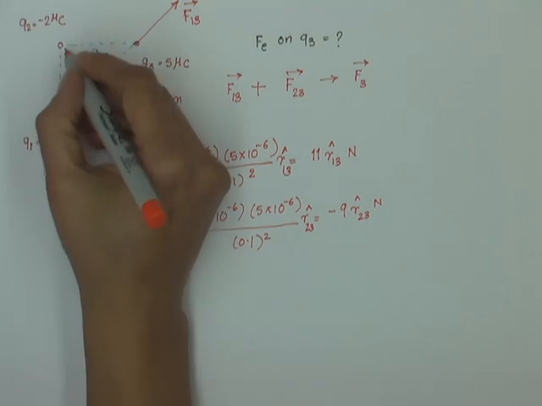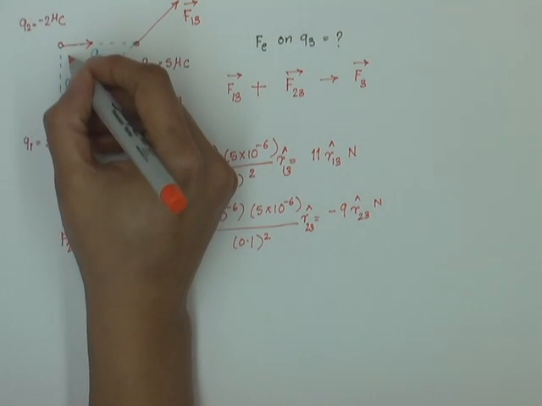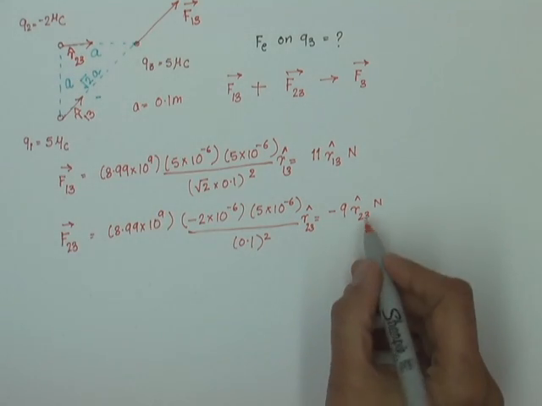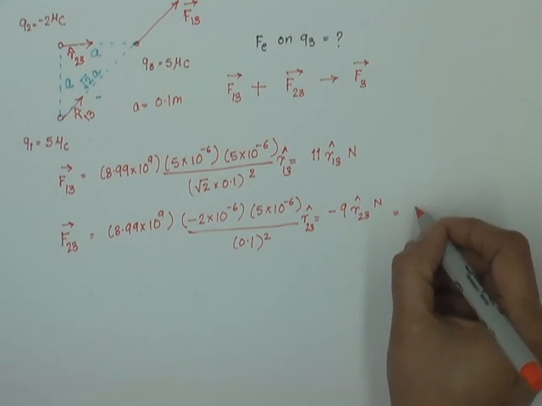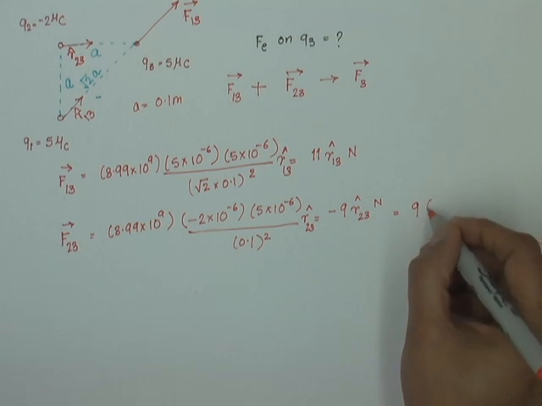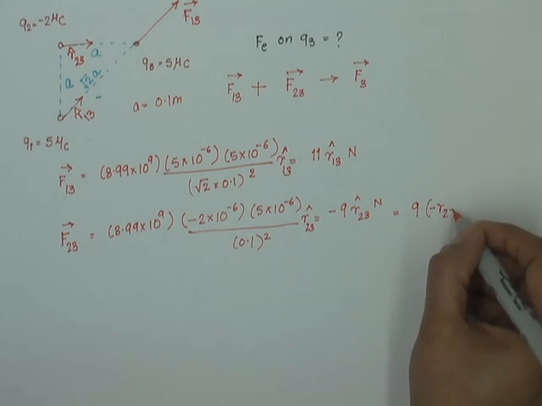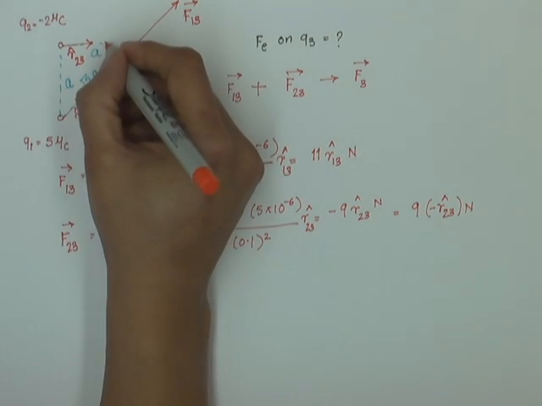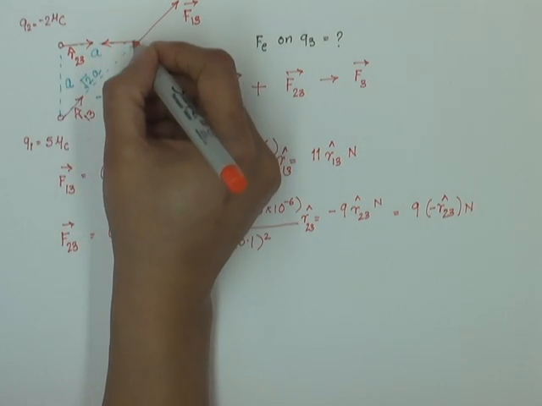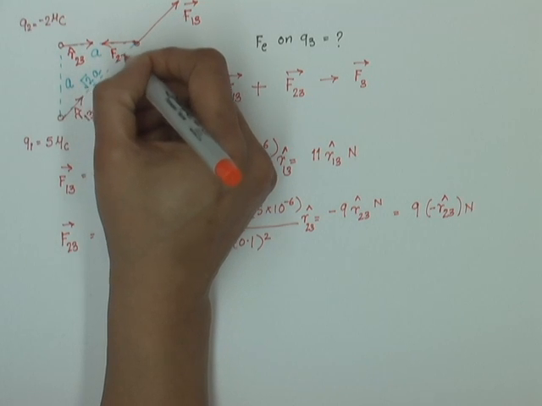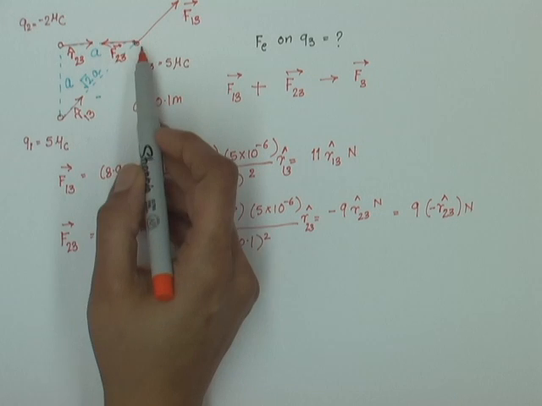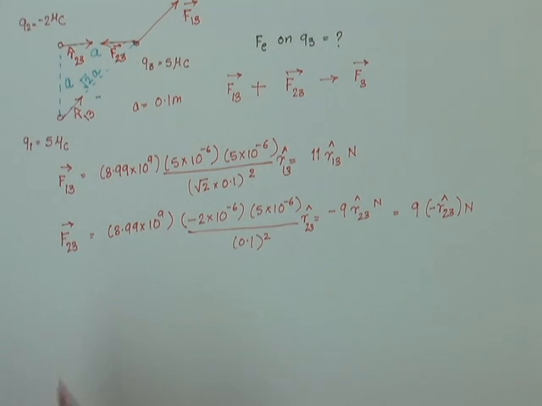Now R23 hat is defined as a unit vector that acts from 2 to 3. I can write this essentially as a vector of magnitude 9 in the direction opposite to R23 hat. So this will be my F23, and that follows what we know. Since this is a positive charge and this is a negative charge, the force should be an attractive force.